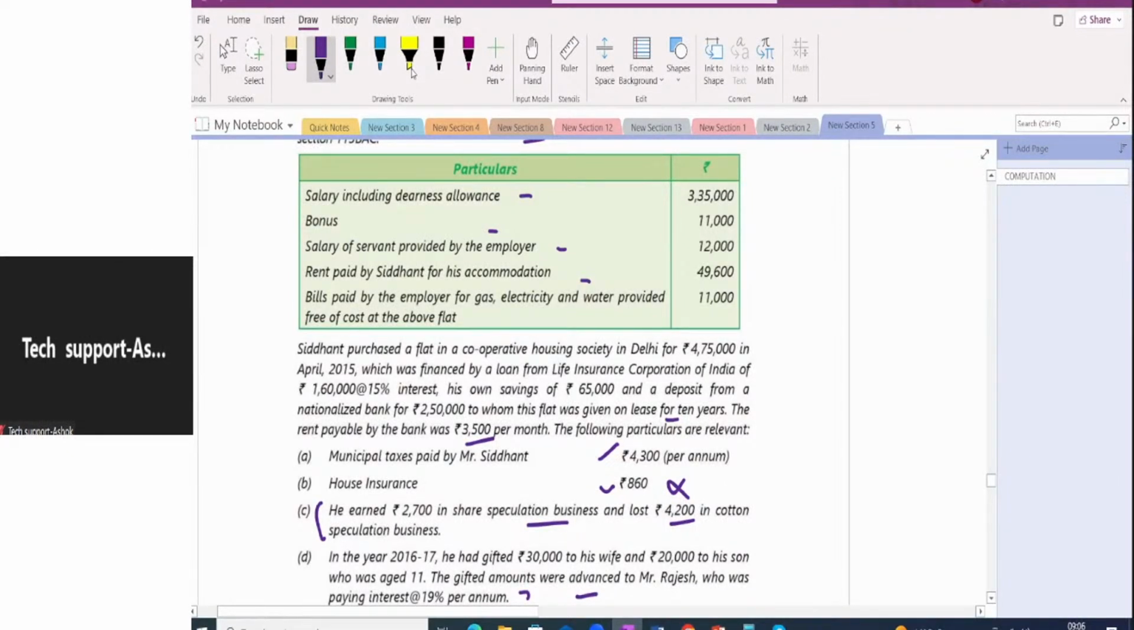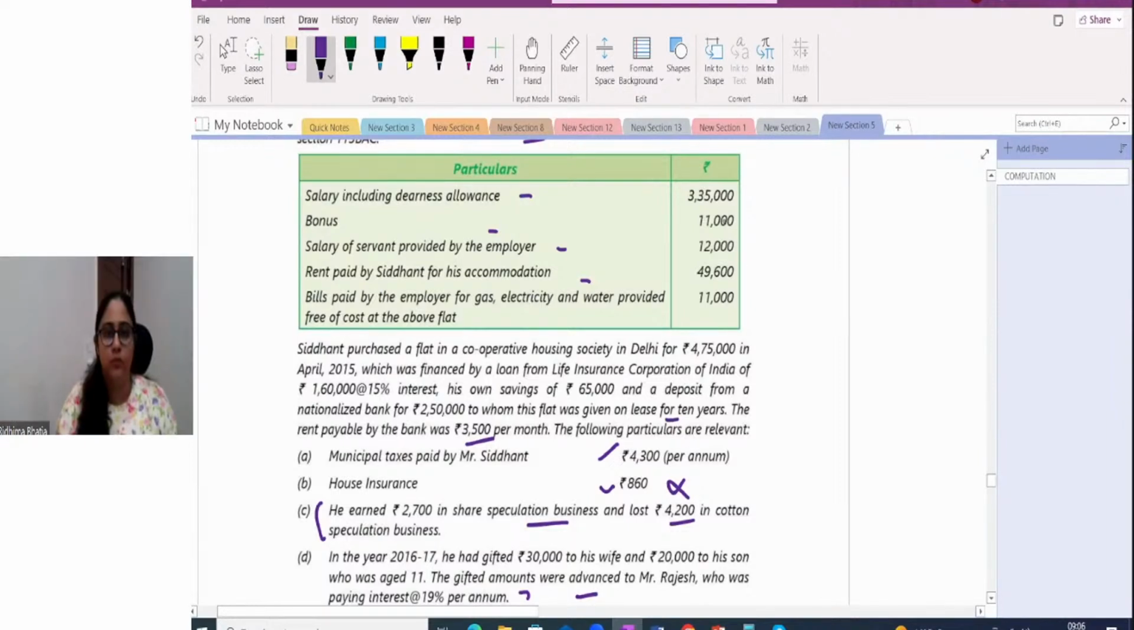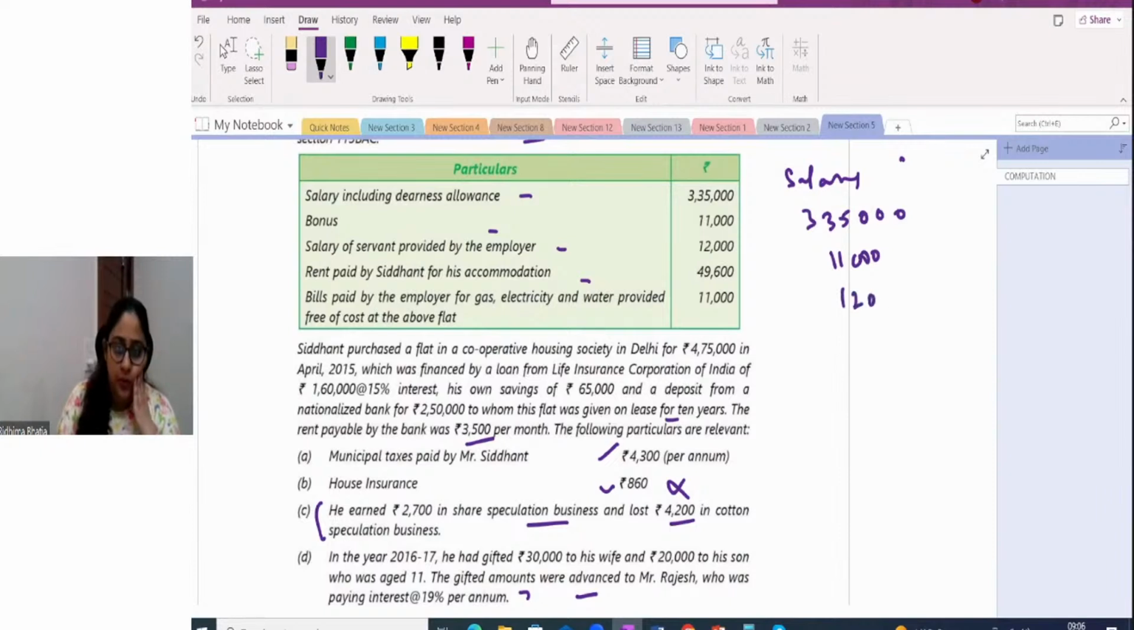पढ़ लिया guys? Okay, now let's do it together. First of all, ये सब salary will go. First of all, let's compute salary income. Salary income 335, add 11,000, add salary of servant provided by employer 12,000.